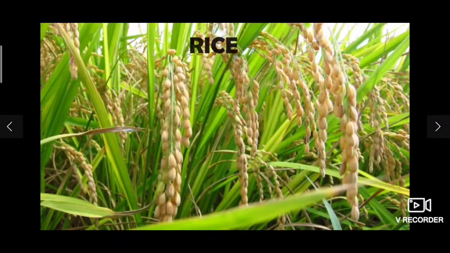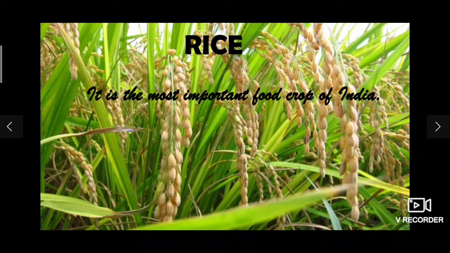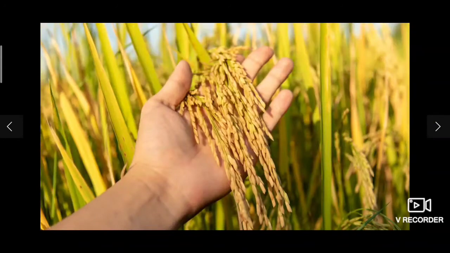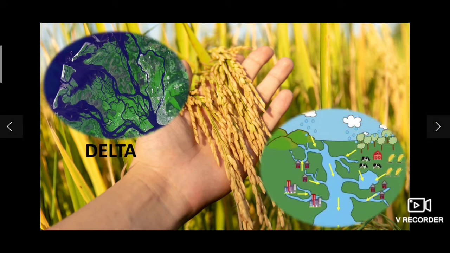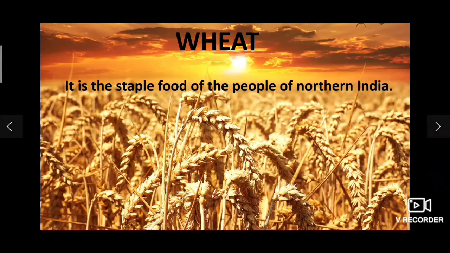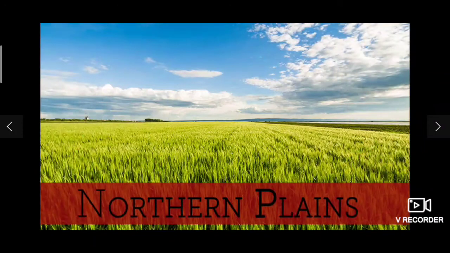Rice is the most important food crop of India. It is the staple food of the people of southern and eastern states of India. It grows best in hot and wet climate. River deltas and basins are ideal for growing rice. The second most important crop of India is wheat. It is the staple food of the people of northern India. It mainly grows in the northern plains.